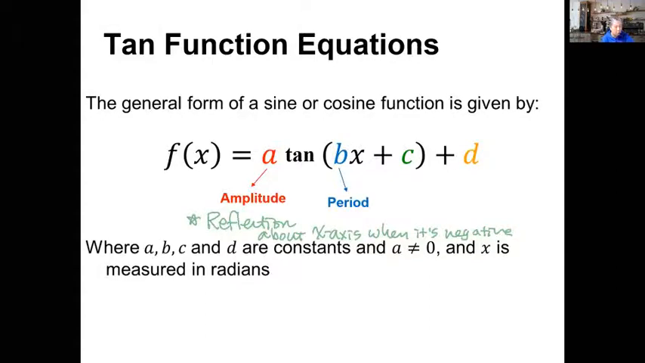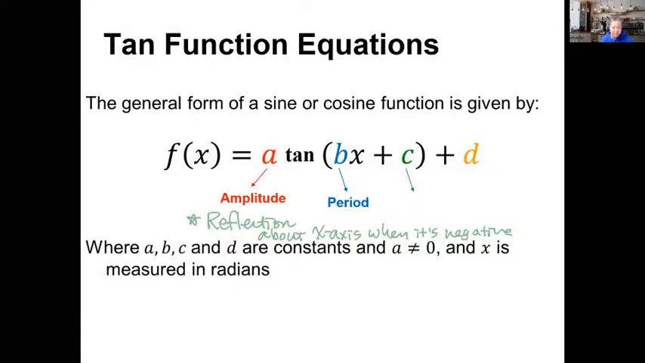And the b value was affecting the period. But in this case, what you need to know is the period will not be 2 pi over the value. For tangent, it's going to be pi over the value. Why? Because the period of tangent is not 2 pi. The period of tangent is pi, and b indicates how many repetitions are supposed to happen within one period. So for tangent, it's going to be pi over the b value.